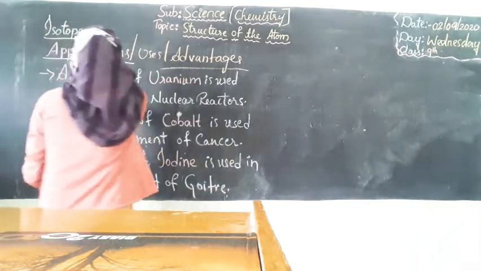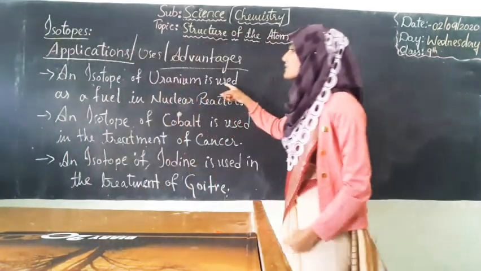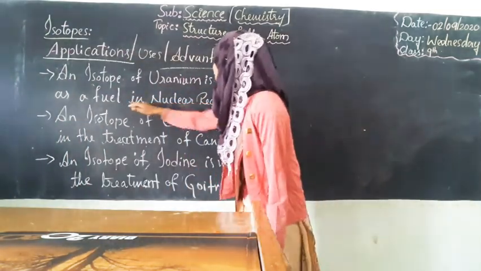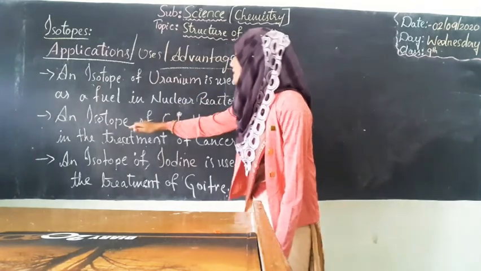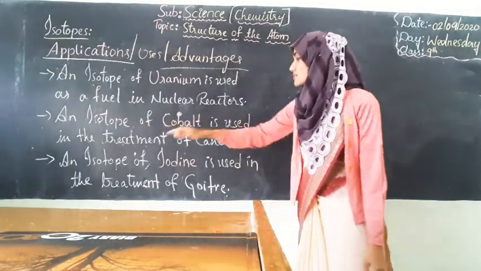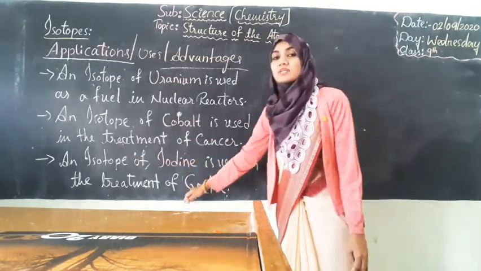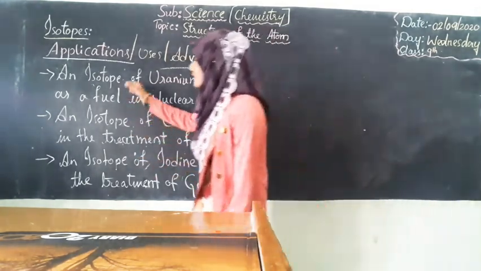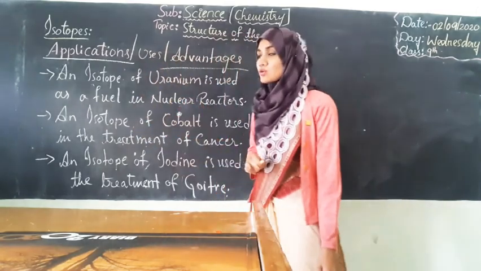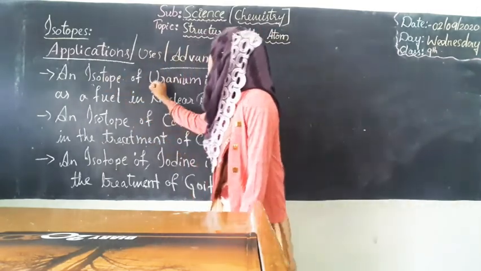Let us see. An isotope of uranium is used as a fuel in nuclear reactors. An isotope of cobalt is used in the treatment of cancer. An isotope of iodine is used in the treatment of goiter. So there are three applications of the isotopes. Firstly, an isotope of uranium.